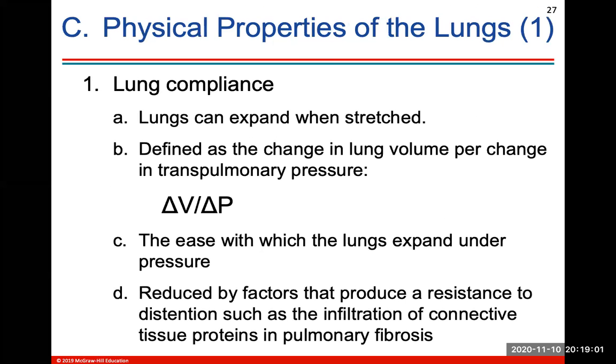Lung compliance just talks about how lungs can expand when they are stretched, and this is defined as the change in lung volume per change in transpulmonary pressure. I won't ask you guys to know that specific equation, but you should know that it can be reduced by factors that produce a resistance to that distension or stretching, such as the infiltration of connective tissue proteins, like in pulmonary fibrosis.